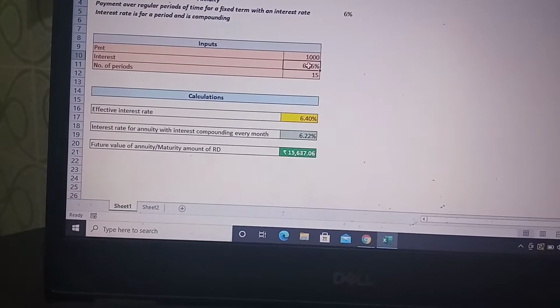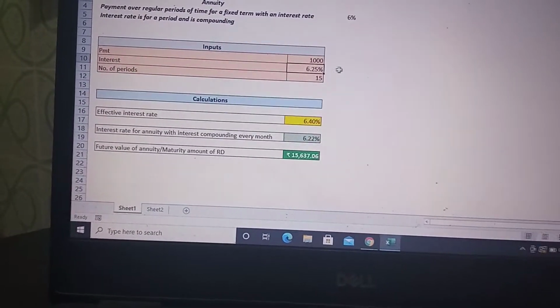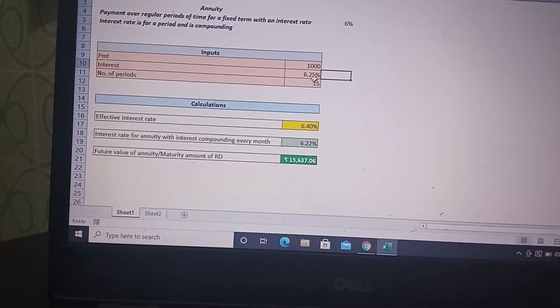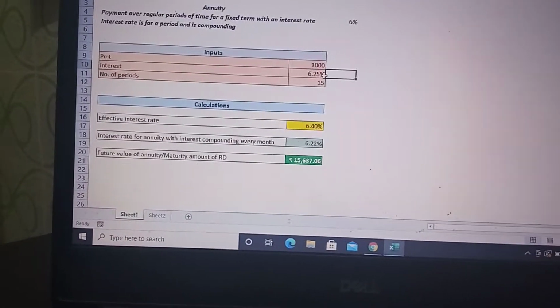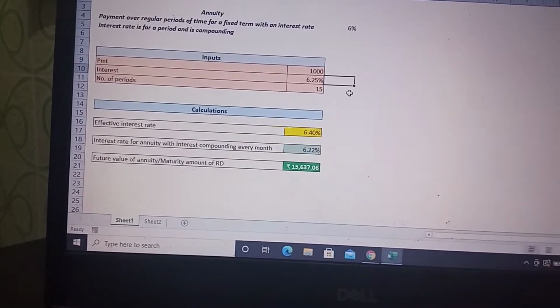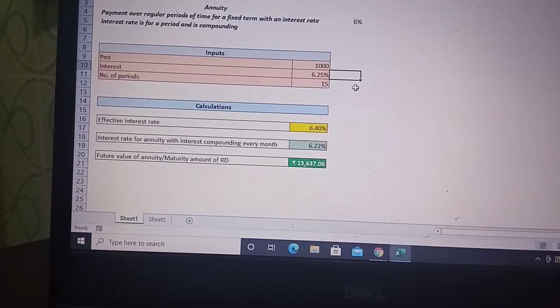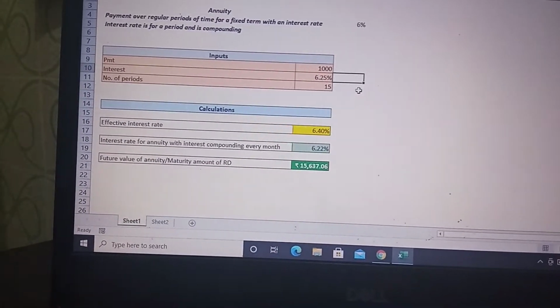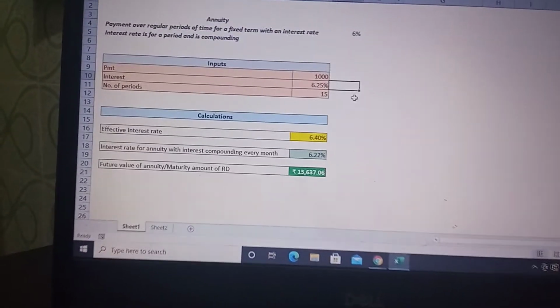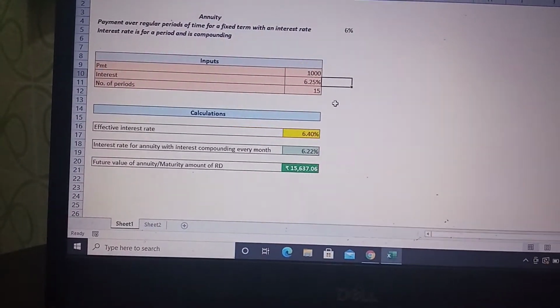First of all, a very important thing to notice: 6.25% is not the effective interest rate. I have to calculate the effective interest rate. Why is this not the effective interest rate? Because this interest rate compounds quarterly. In our banks, they compound interest quarterly, meaning 4 times in a year.